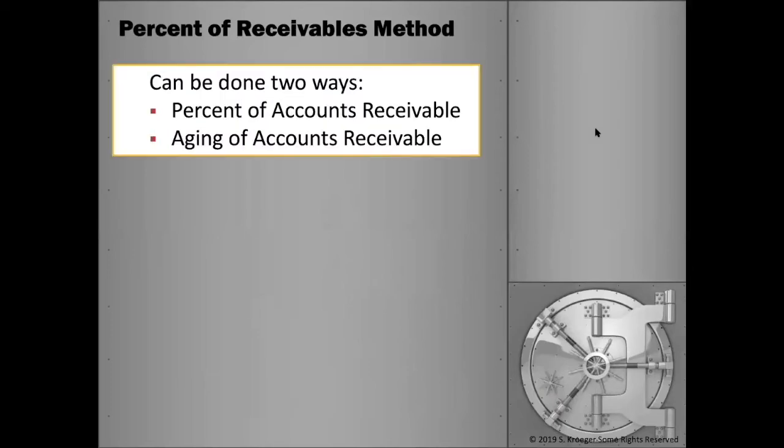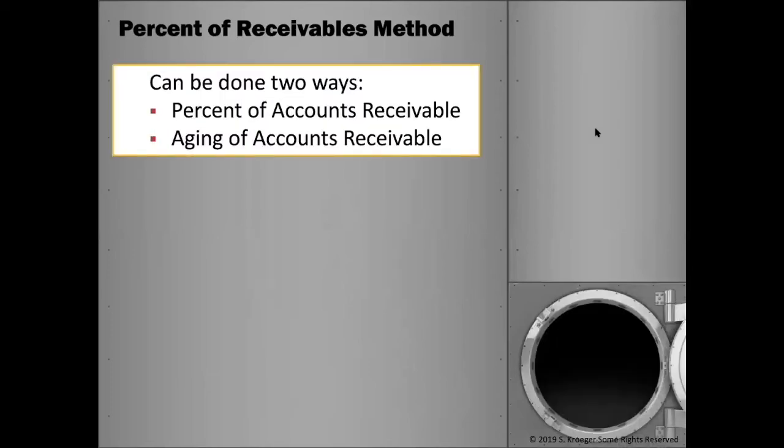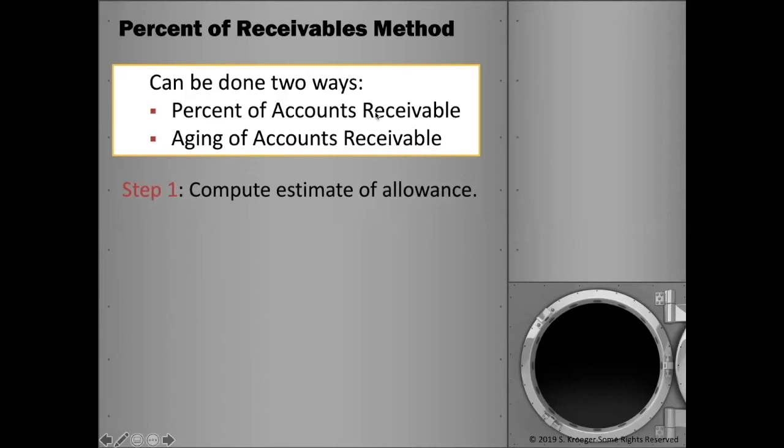method. The percent of the receivables method can be done in two ways. We can use the percent of accounts receivable or an aging schedule, aging of accounts receivable. There are two steps in order to calculate the amount for the journal entry. The first one is to do an estimate of the allowance using one of these two methods.